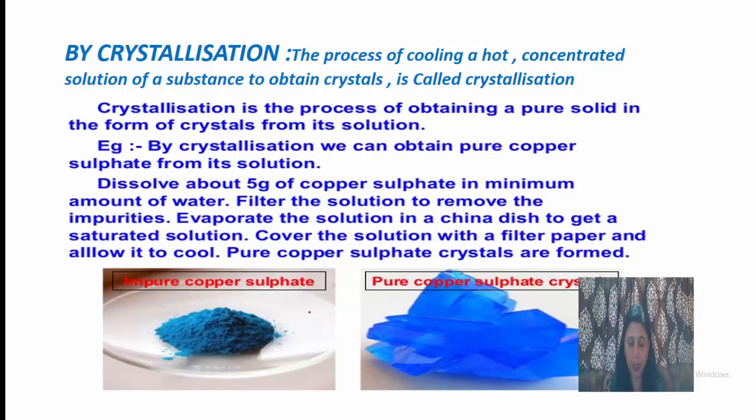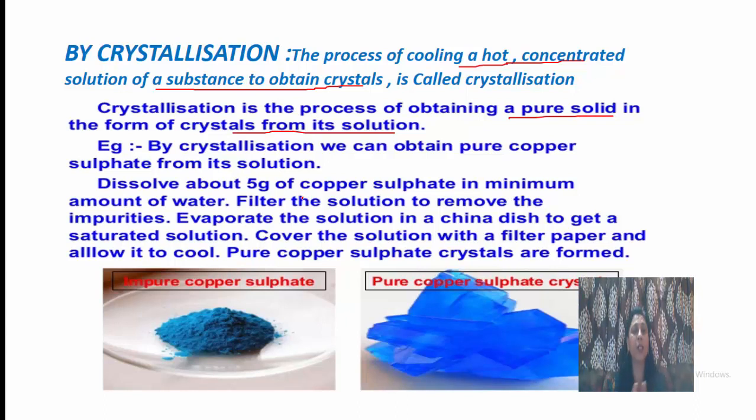Now the next method is crystallization. Now what is crystallization? It is the process of cooling a hot concentrated solution of a substance to obtain crystals. By this process, we obtain a pure solid in the form of crystals from its solution. Okay. Now, by crystallization, we can obtain pure copper sulfate from its solution.